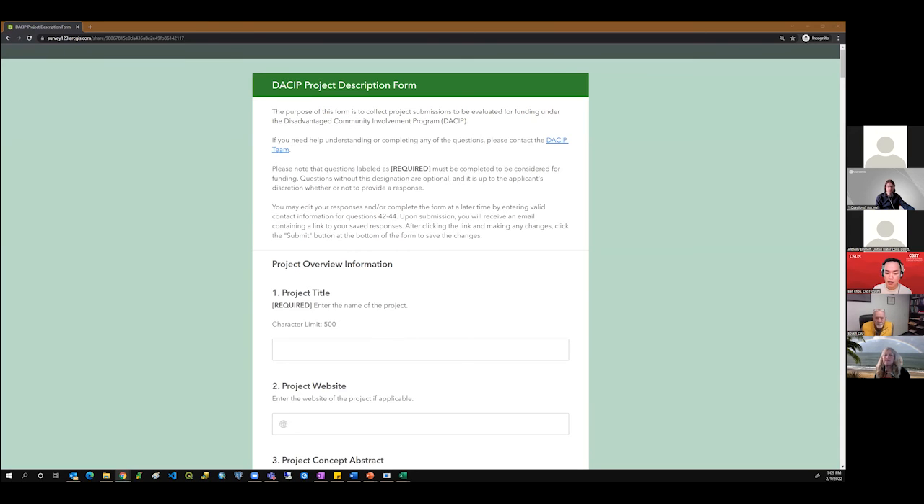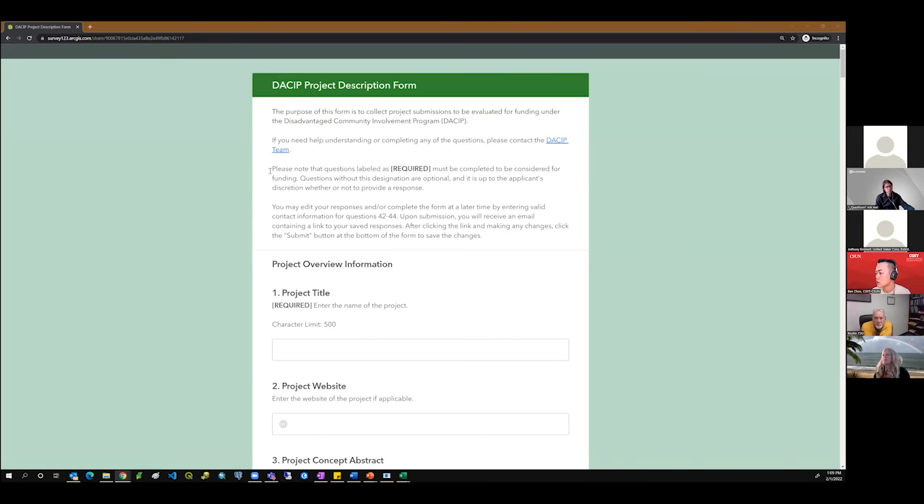Okay. So this is the online project description form that, as Boykin mentioned, you will be filling out to submit your projects or your project ideas for funding consideration. And the beginning of the form is some simple instructions, again, including an email link if you have any questions or run into any issues while you're filling out the form.